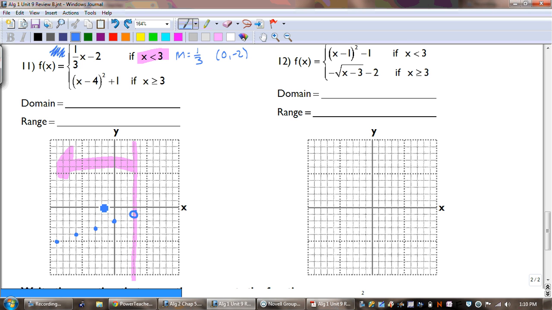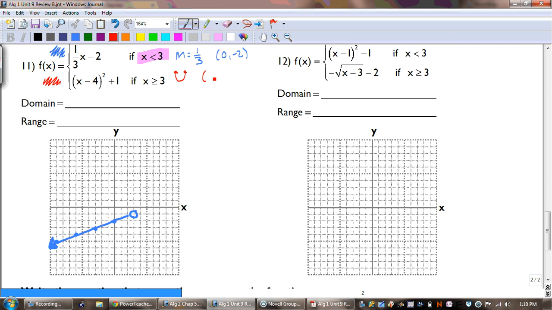Okay, but I want to make sure that I don't fill it in because it is open. Okay, so there's our first graph. Now let's work on our second one. Our second one's a quadratic. Is there a reflection? Nope.